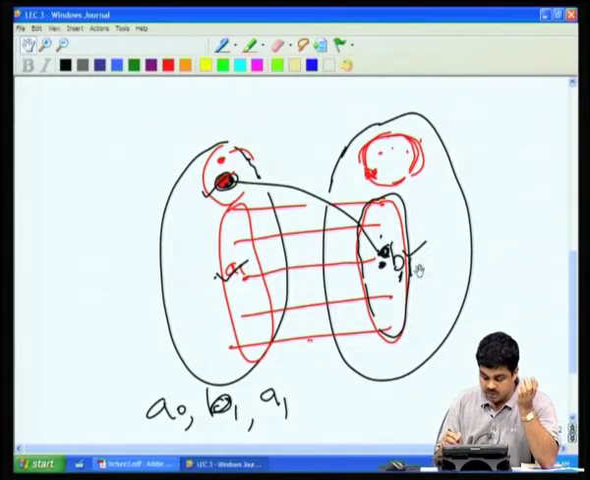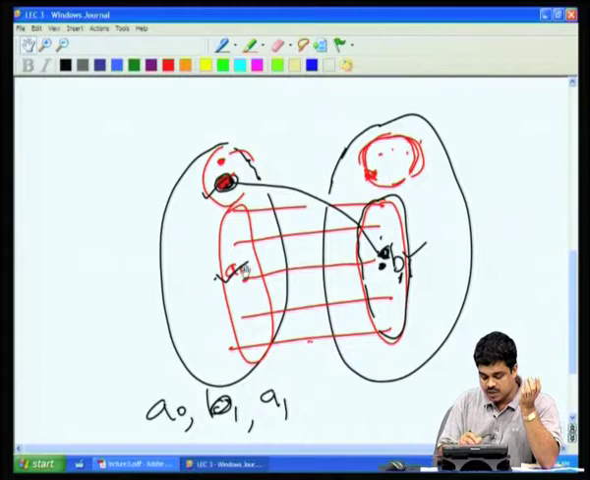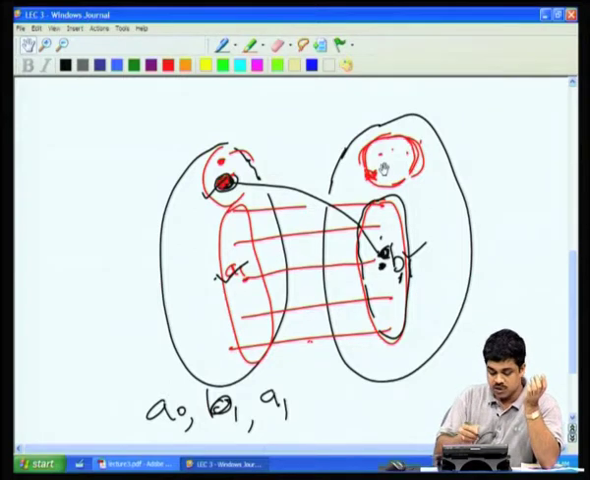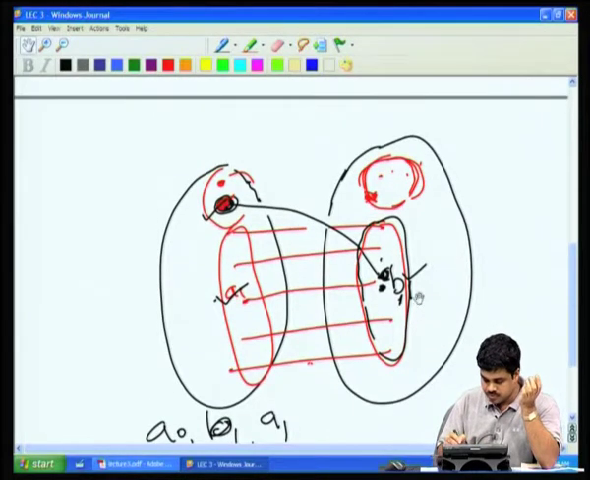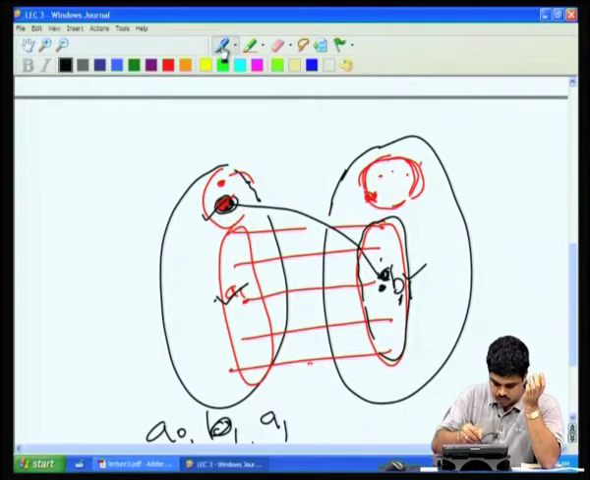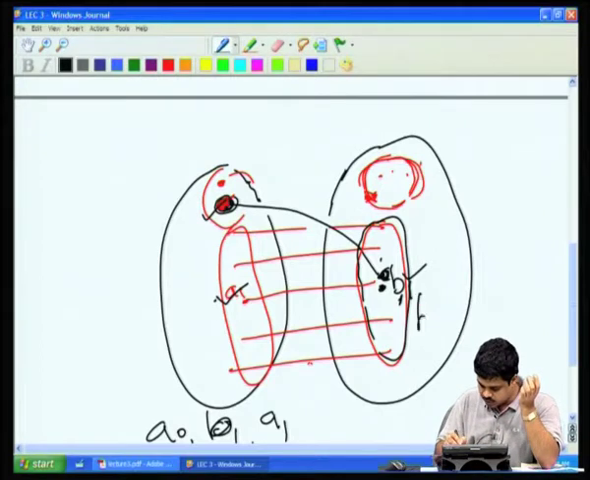If that is not true, and B1 is the only neighbor of A0 and A1 together, then Hall's condition will be violated. Why? Because if you consider this set of two elements A0 and A1, then according to Hall's condition it should have at least two neighbors on the other side. If B1 is the only neighbor, it will definitely violate Hall's condition. Therefore, there should be one more vertex on the other side which is a neighbor. Let us call it B2.